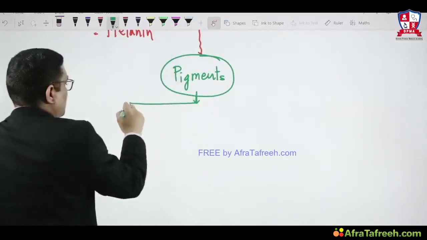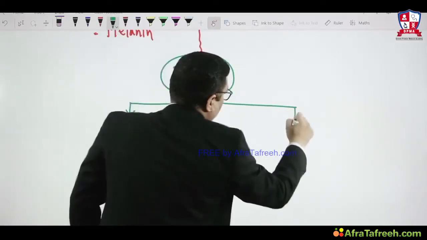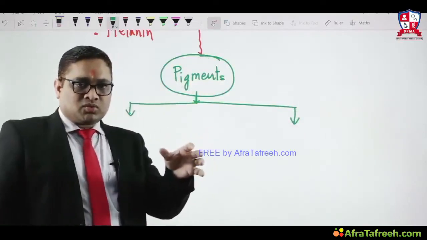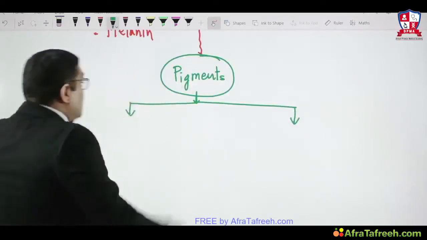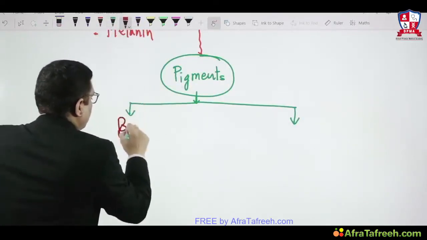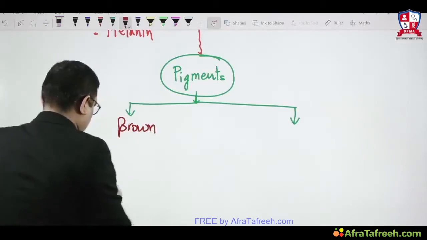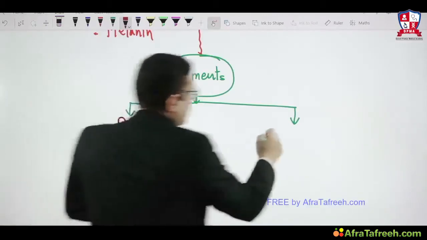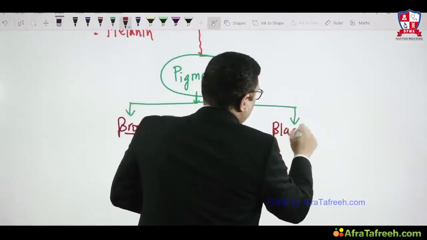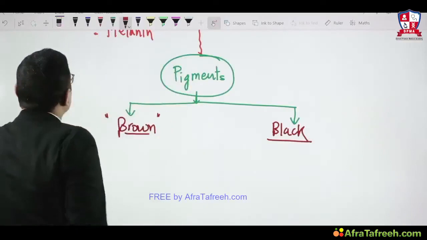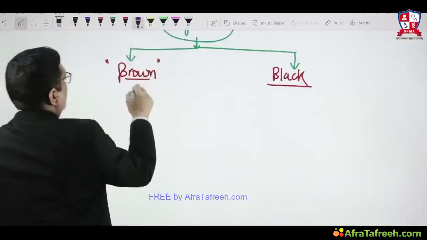Here I would like to demonstrate like this. Okay, there are two colors of the pigments. To make it simpler, I want to say that there are two colors of the pigment. One is the brown pigment in our human body, and second I will tell you black pigment. So there are two types of pigment we often notice, right? Brown and black pigment.